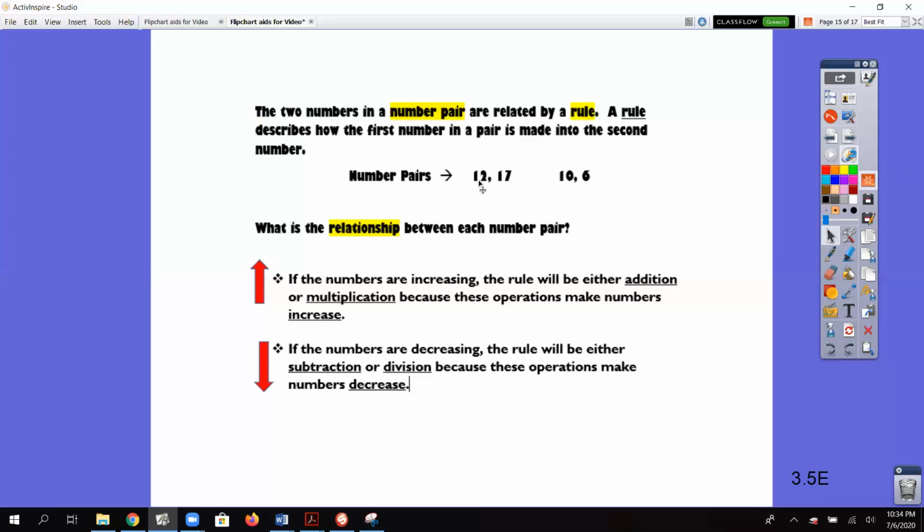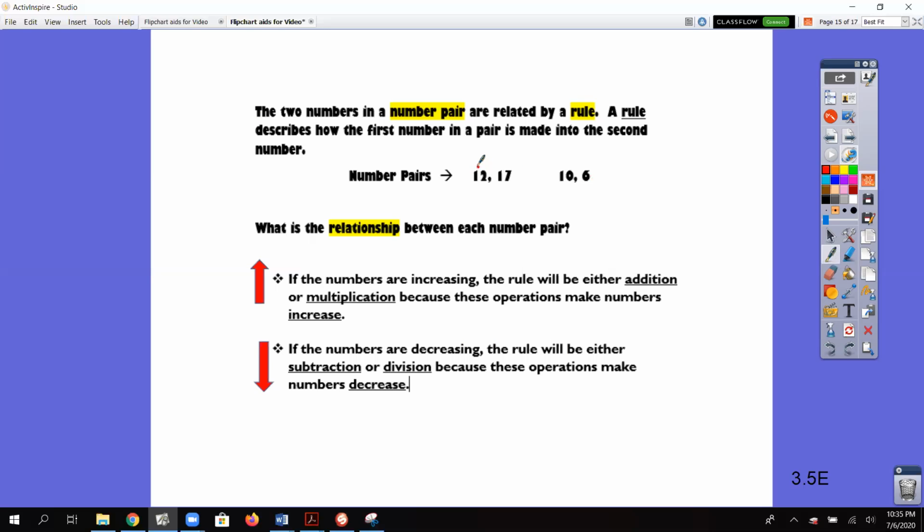Okay, so 12 and 17, that's a pair. 10 and 6, that's a pair. So if somebody were to ask you what is the relationship between each number pair, you would have to find how those two numbers are connected. The word relationship means how something is connected to each other. So numbers are connected in many, many different ways. And here they want to know how these two numbers are connected. So for example, how did they get from 12 to 17?